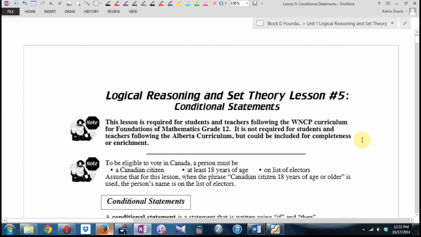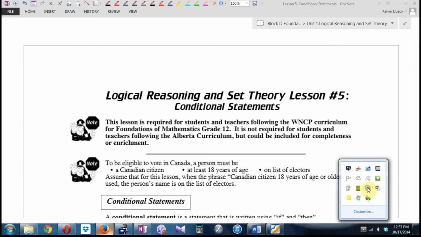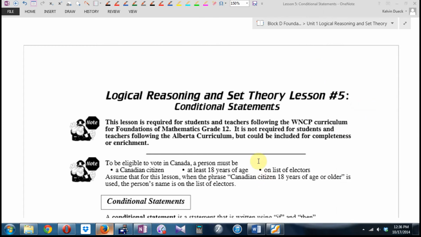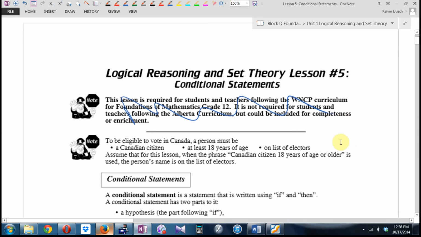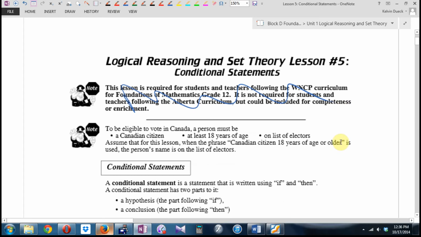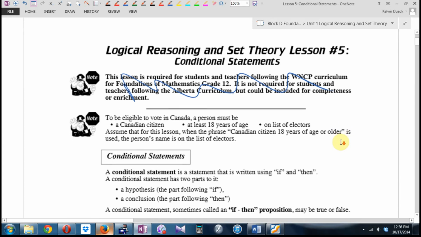Lesson 5, and while you're turning there, I need to do attendance before I forget because I'm missing a bunch of kids. It says this, there's a little blurb here. Hey, if you're in Alberta, you don't need to learn this, but we're in BC. Okay? We're going to start to try to actually categorize statements. And the first one we're going to start to talk about is a conditional statement.